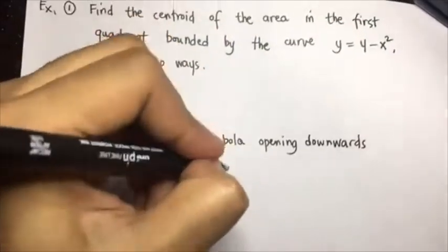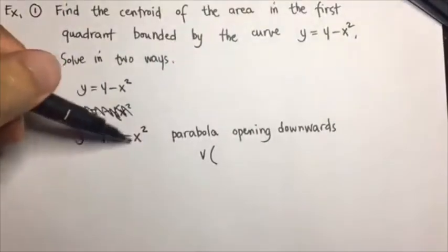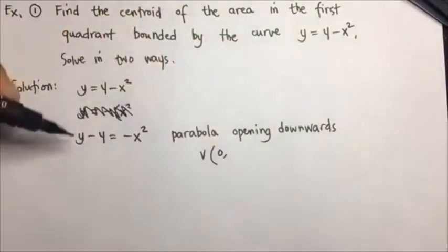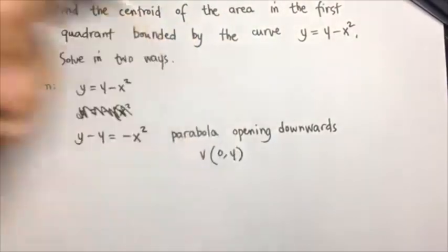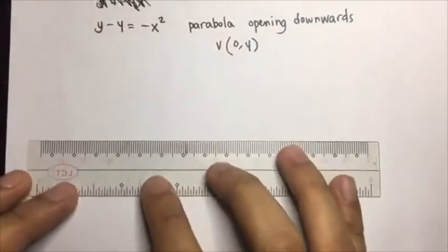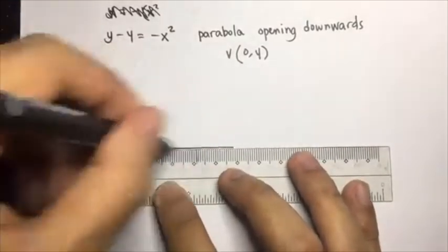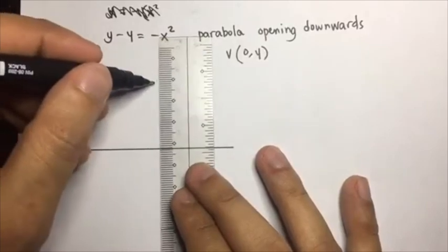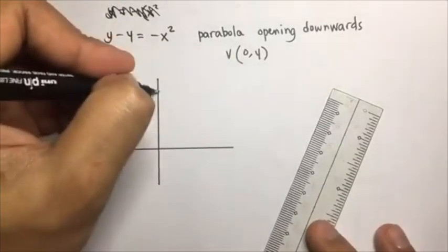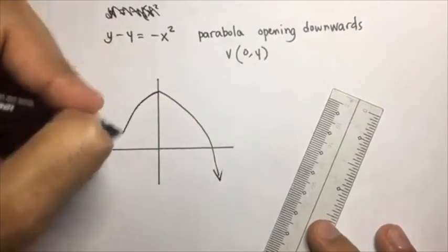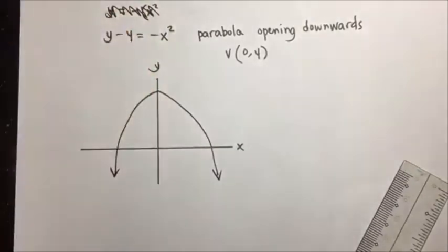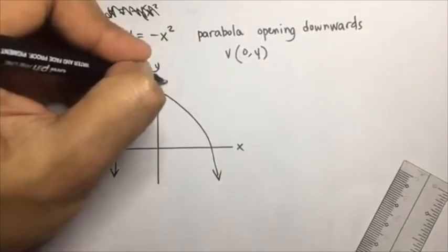Okay, so with vertex at x, our h is 0 and our k is 4. Therefore this should look like this, something like that. So this is x, and this is y, and the coordinates here are 0, 4.